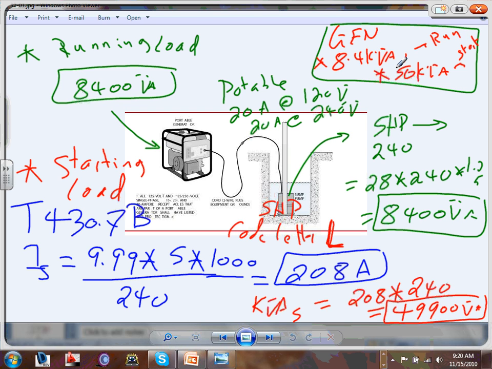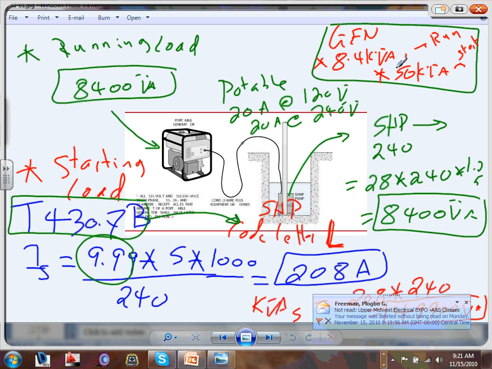9.99. This number, Mr. Bev, came from this table based on this code letter. I'm giving you that the code letter of this particular load, given, could be any load, is L. And if you go to table 430.7(b), it will tell you that the worst scenario is 9.99.